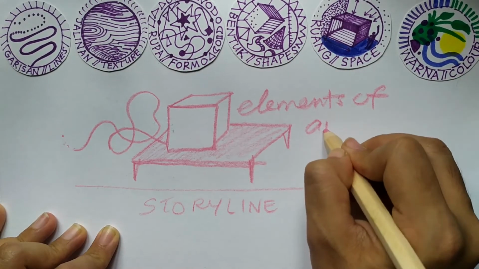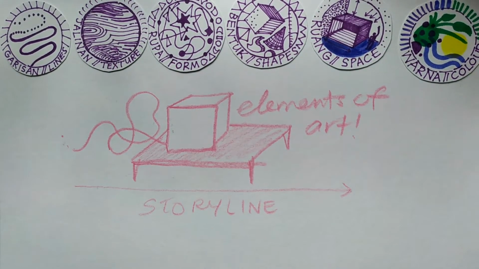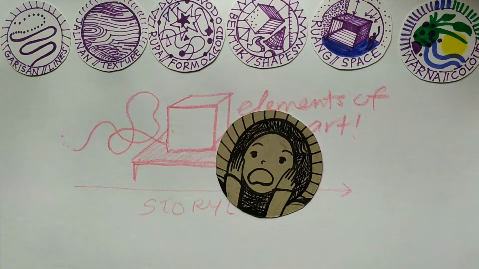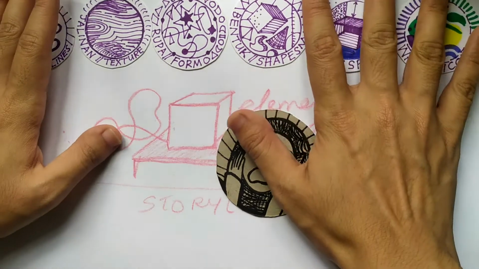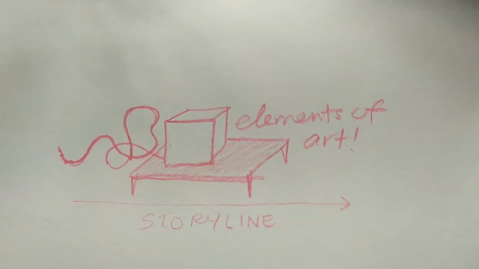Did you catch that? Let me repeat, alright? It's like, teacher, you're going too fast. Can we start all over again? Okay, let's start all over again.